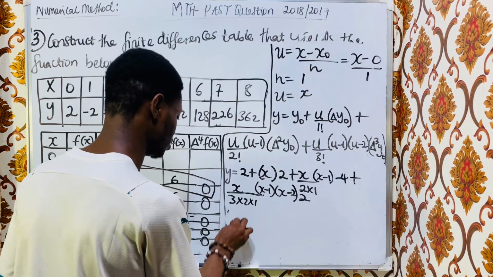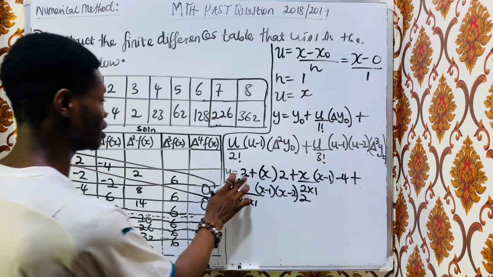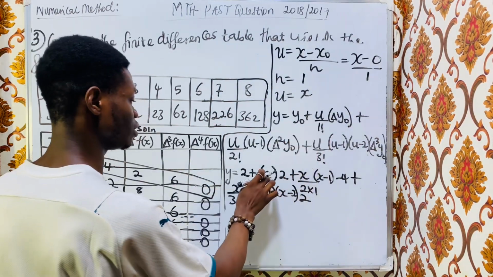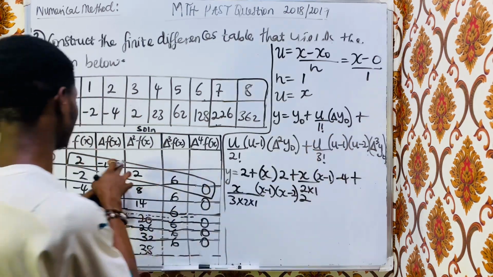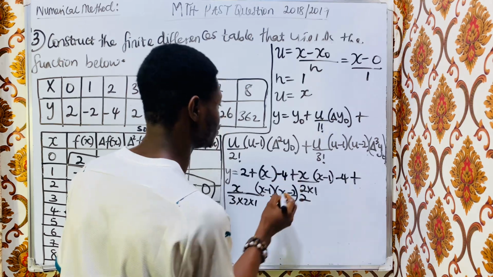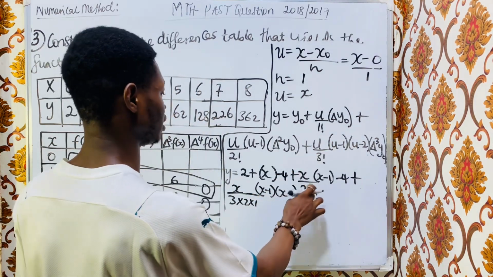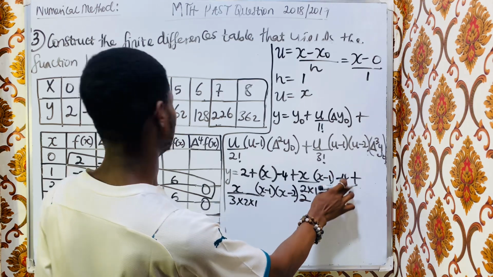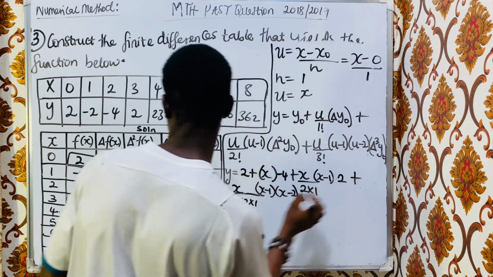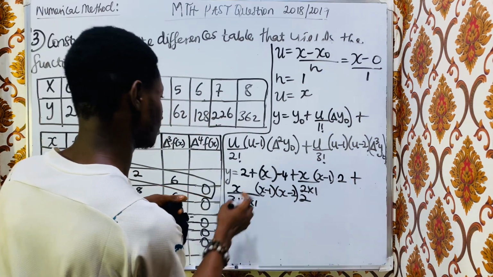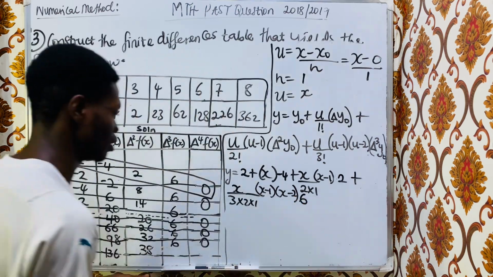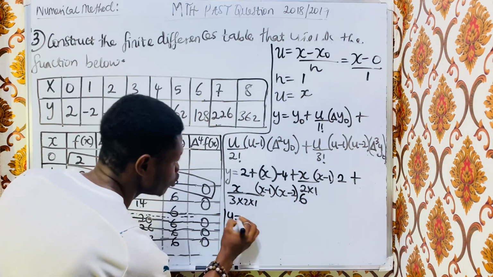So I'm having this thing as my y naught, which is this one, the first value. Now x is my u now. Delta y naught is this -4. So I went and wrote 2, sorry, -4. Then plus x, delta squared y naught is 2, sorry. That's delta squared y naught. Now this one, delta cubed y naught will be 6. So it will be times 6. So let's simplify. So my y is what?